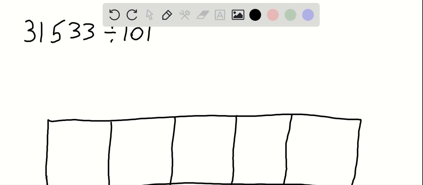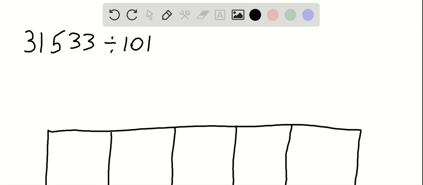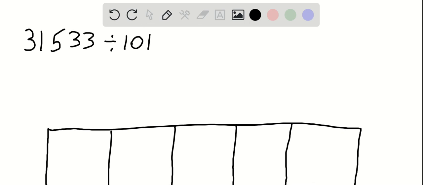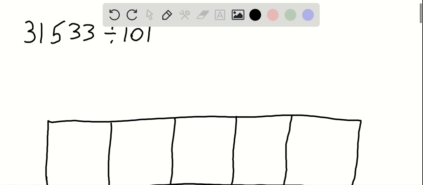Okay, so let's divide 31,533 divided by 101. This looks like a pretty tricky division problem, but it is a pretty fun problem using exploding dots.